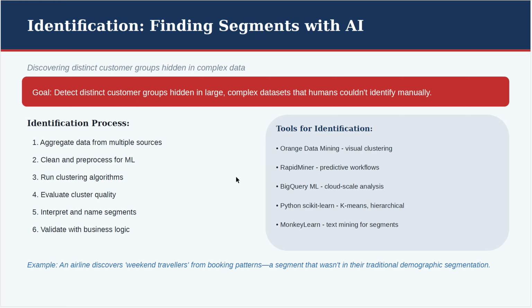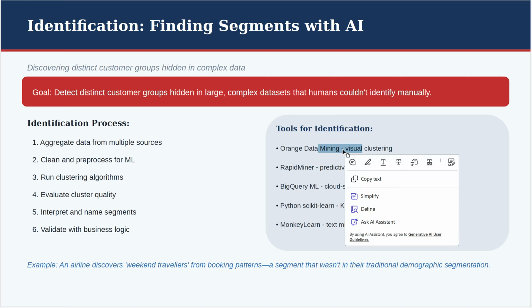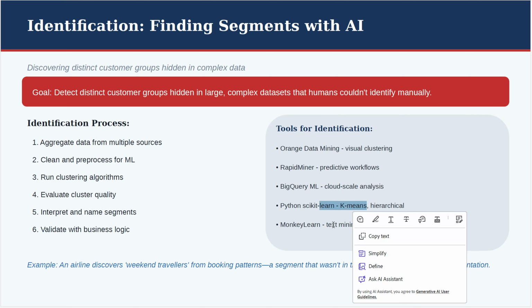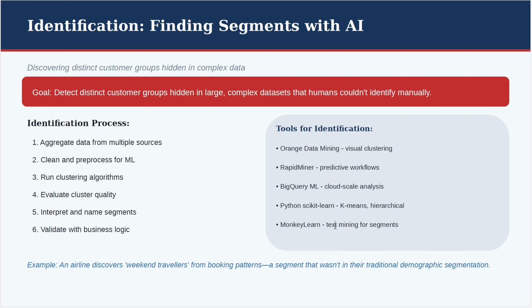What are the tools? Orange data mining is one of the best tools. RapidMiner is another one. It doesn't require too much coding. BigQuery, Python scikit-learn, that's all coding. Monkey-learn is very less coding, more drag and drop. But Orange is one of the best platforms out there.